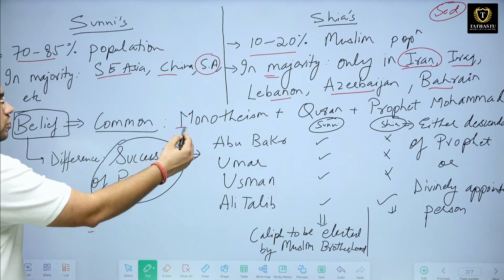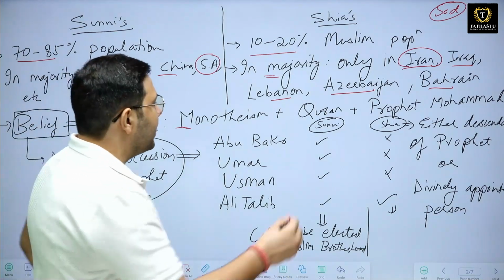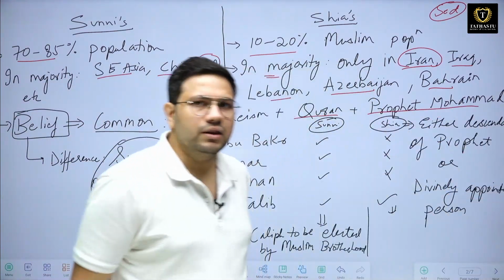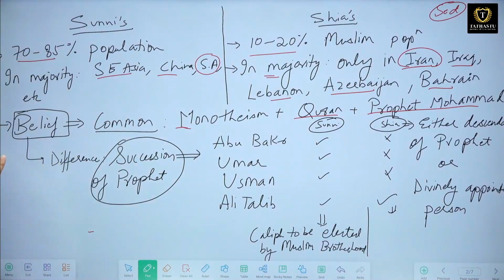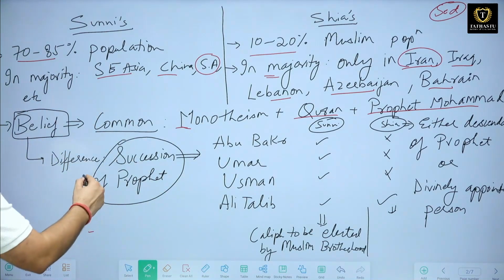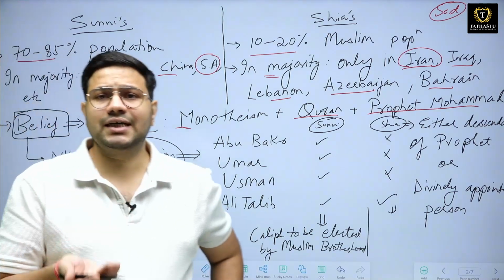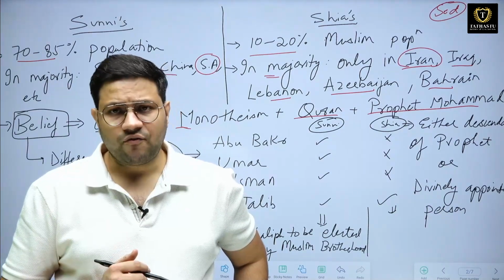Now their belief system is also somewhat similar. They believe in monotheism. Monotheism is worshipping only one God. Next, they follow the Quran and they even believe in the Prophet Muhammad. So this is a common belief in both the religions. But what is the difference? The difference lies in the succession of the Prophet. Okay. Who is going to be the successor of Prophet Muhammad?